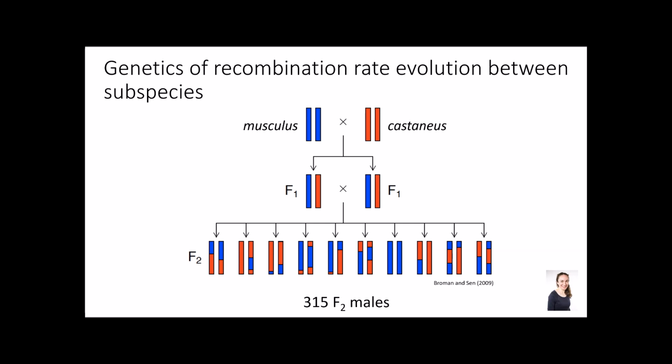And using this immunocytology approach I just mentioned, she counted crossovers in every one of these 315 F2 males. She focused on males here because even though we've collected data for recombination in females, as you'll see later in the talk, it's a lot harder to come by. So she's looking at divergence in the male recombination rate and trying to map it here.